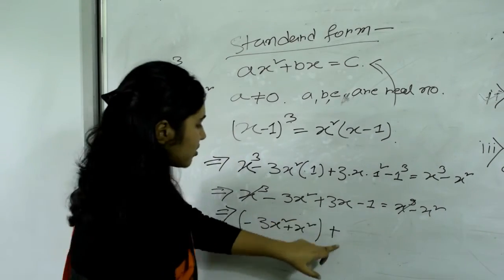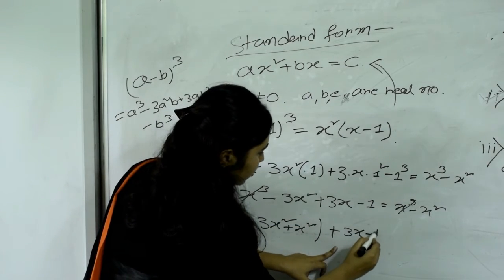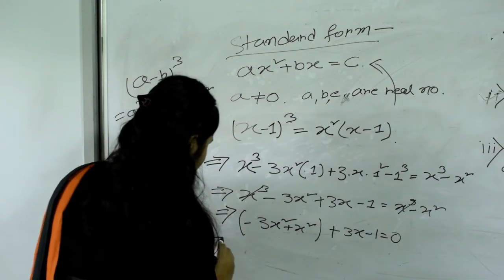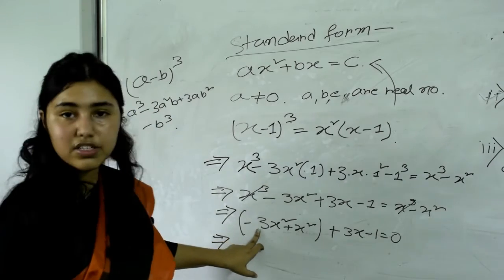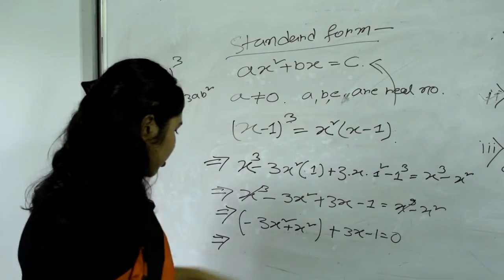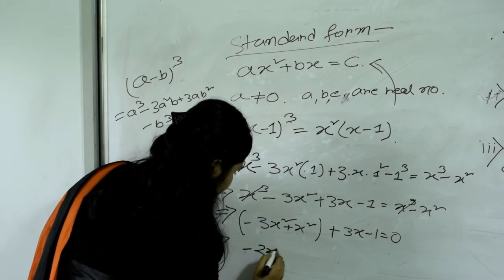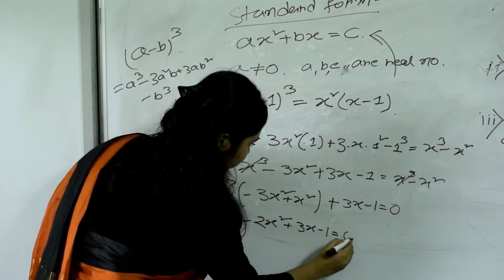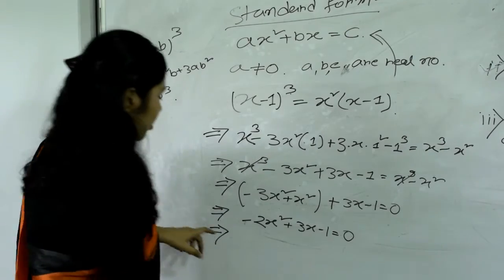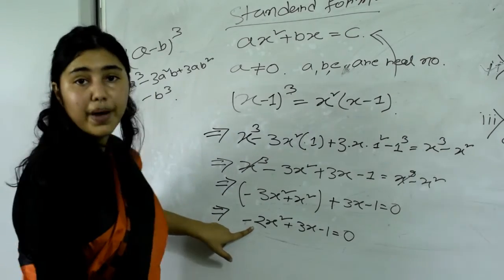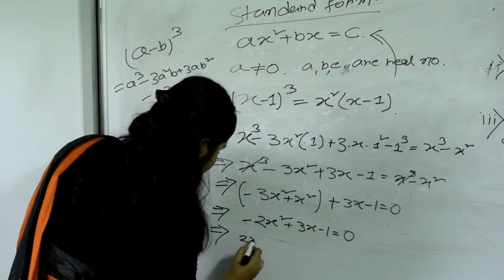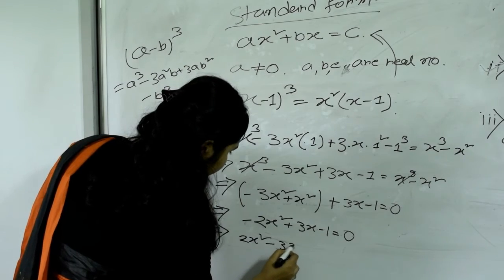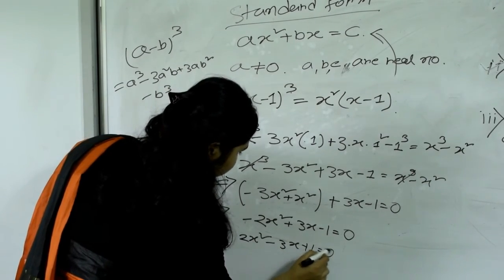Next, plus 3x minus 1 is equal to 0. Next, minus 3x square plus x square, which is minus 2x square plus 3x minus 1, is equal to 0. Now multiply by minus 1: 2x square minus 3x plus 1 is equal to 0.